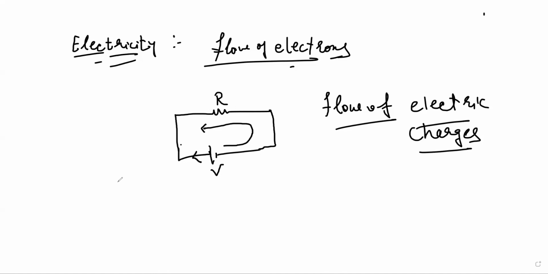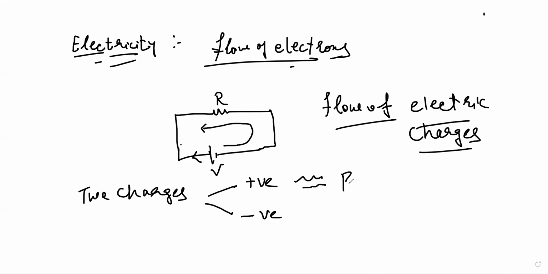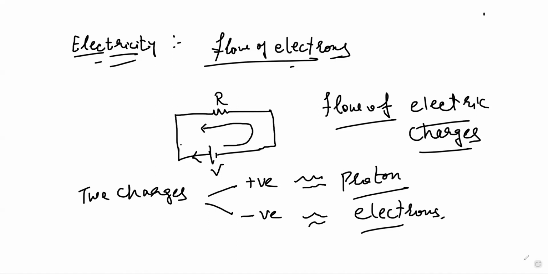Actually, there are only two charged particles, positive and negative. Positive charge particles possess protons, negative possess electrons. More electrons than protons gives an anion, and more protons than electrons gives a cation.